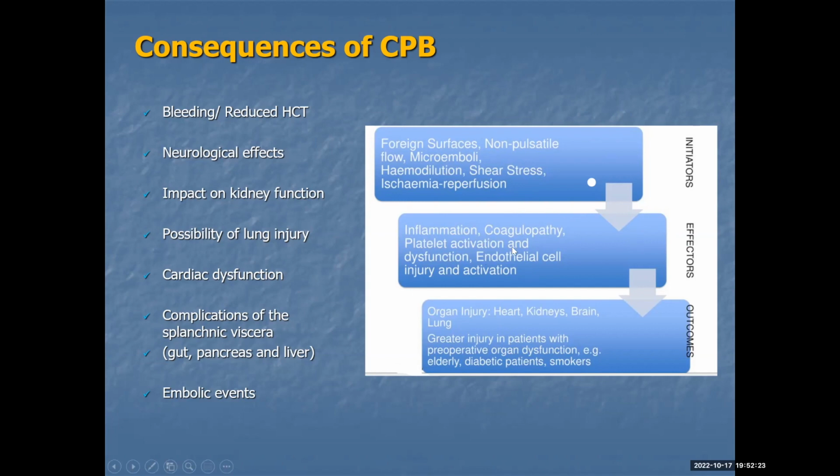We go on to talk about inflammation, coagulopathies, platelet activation. All these things can eventually lead to organ injury: injury to the heart if the heart isn't given enough cardioplegia and protected sufficiently, and brain injury if the brain isn't oxygenated sufficiently. So the list can go on and on.